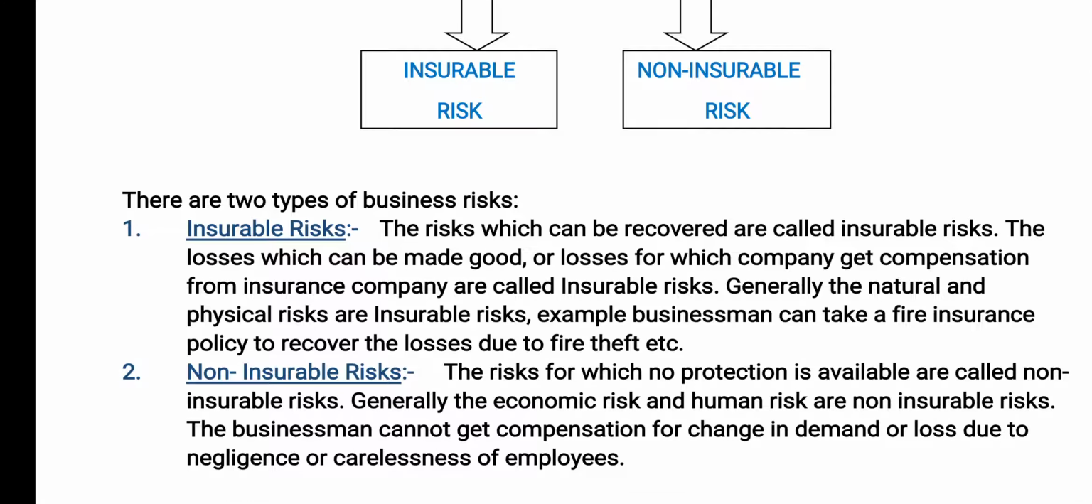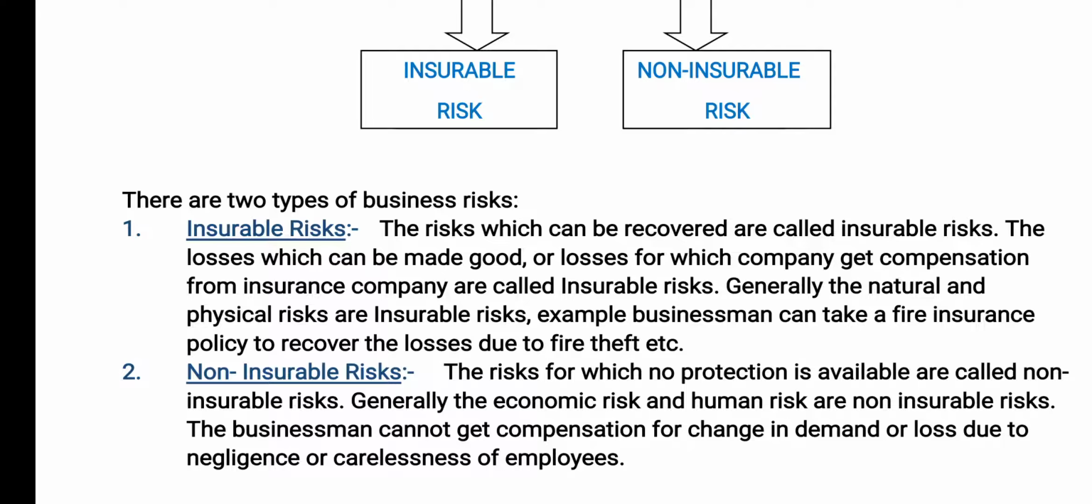The risks which can be recovered are called insurable risks, meaning those for which you get back the money for the loss. The losses which can be made good, or losses for which the company gets compensation from an insurance company, are called insurable risks. Generally the natural and physical risks are insurable risks. For example, a businessman can take a fire insurance policy to recover the losses due to fire, theft, etc.